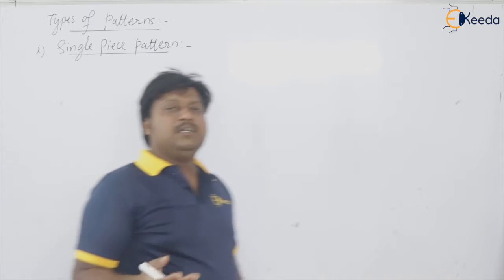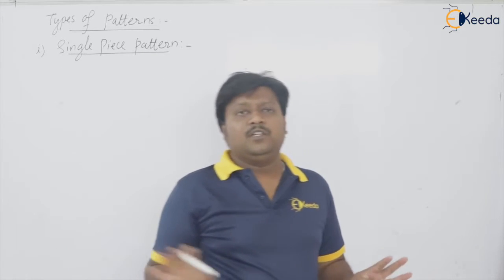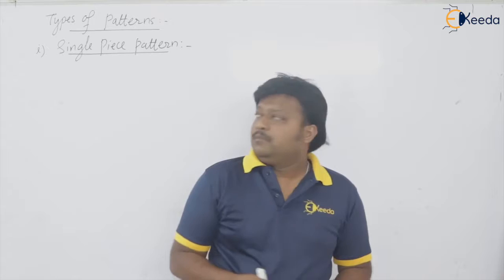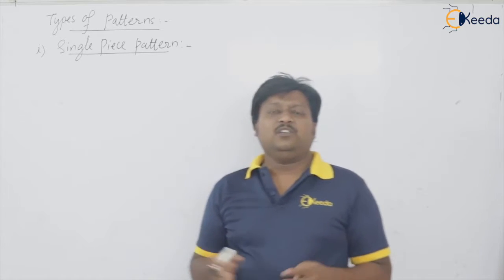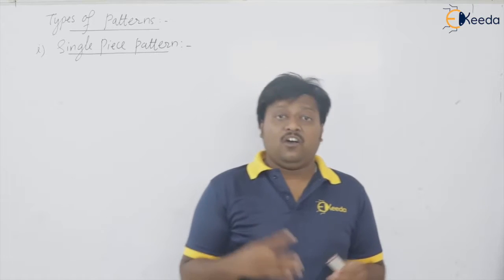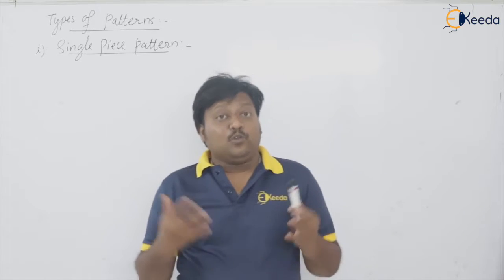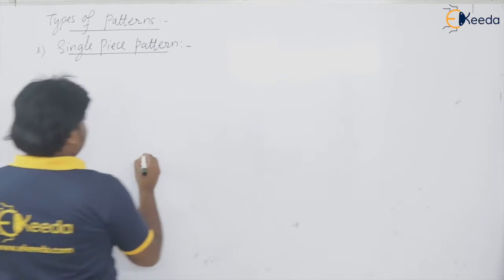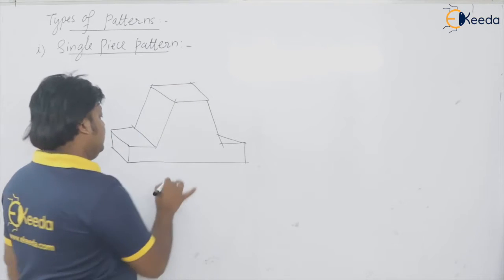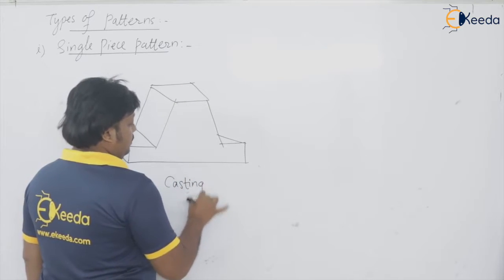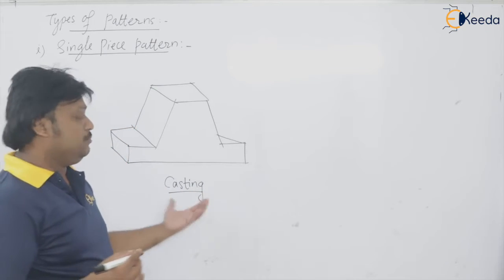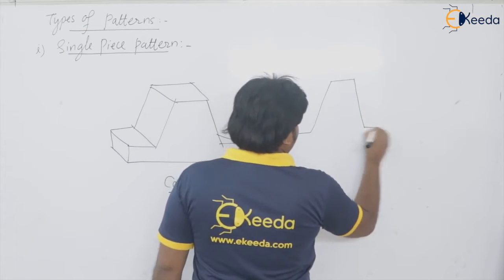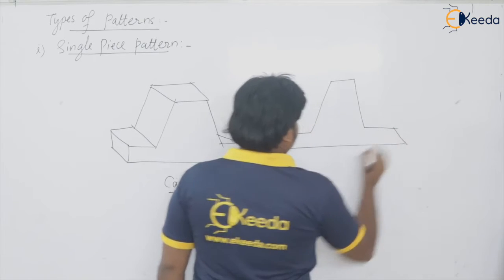This is the simple type of pattern which is used for the simple shape of the casting when there is no withdrawal issue of the pattern from the mold. Basically these single piece patterns are used for small scale production, or they are also used for prototype development. Suppose this is our casting shape. So this is our casting. Now how this single piece pattern looks like for this particular casting is simply like this. This is our pattern.